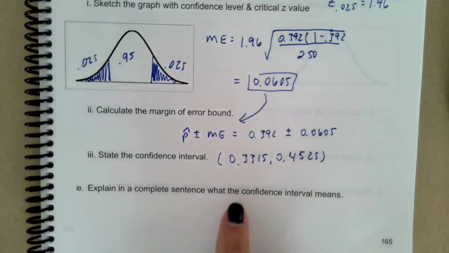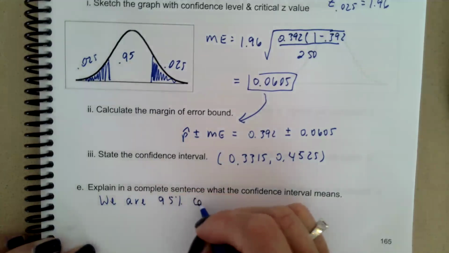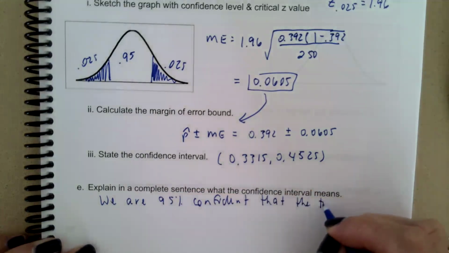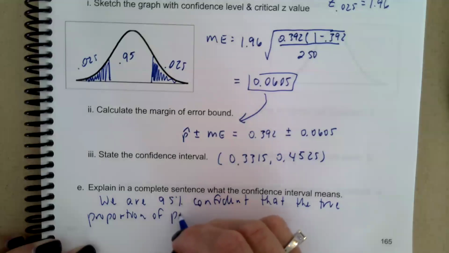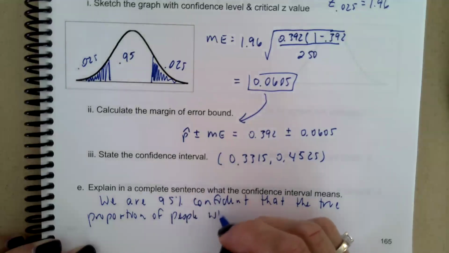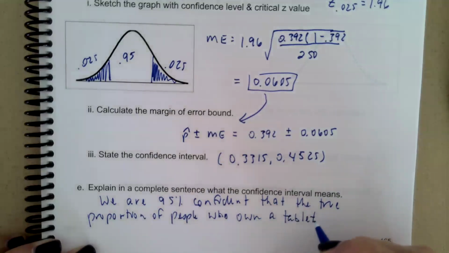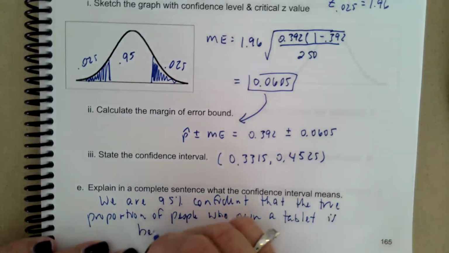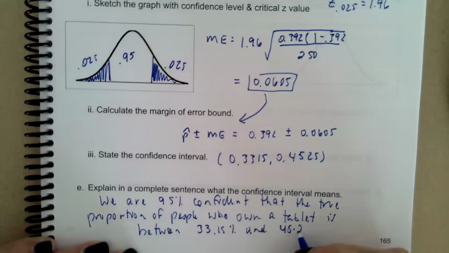And then we want to explain what this means. So we are 95% confident that the true proportion of people who own a tablet is between, I'm going to write it as a percent, 33.15% and 45.25%.